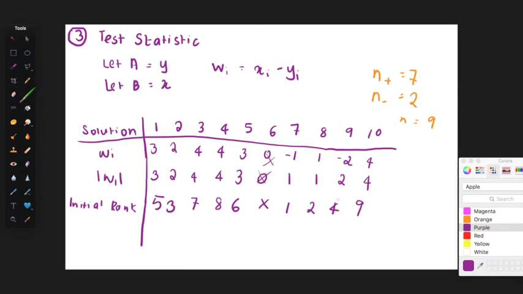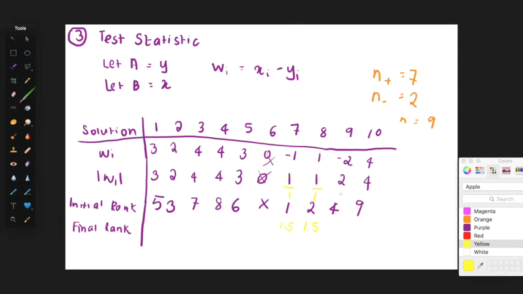Okay, so this is the rank of the absolute values of the WI, and then I want to look at the final ranking. The final ranking now is we're going to look at the ones. So we're going to look at this one over here, and that corresponds to a 1 and a 2. So this ranking for these two will be the average of these two. So both of these ranks will be 1.5 each. So this will be 1.5, and this will be 1.5.